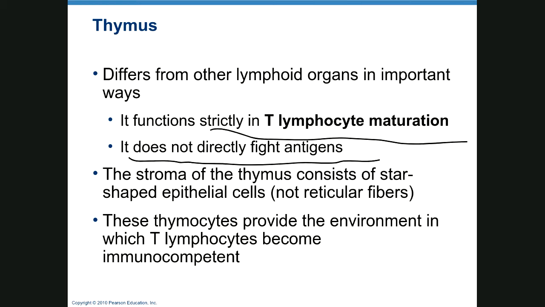Well, the thymus sits there and essentially matures, grows, trains, and selects which lymphocytes, T lymphocytes, make the grade. Then when they're released, they can do their job. They have to become immunocompetent.